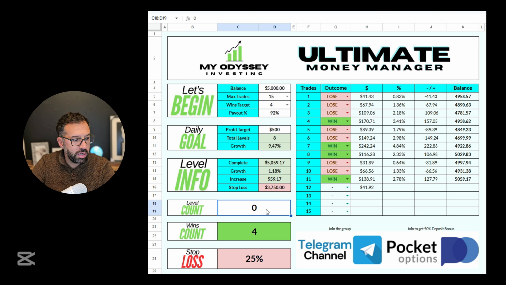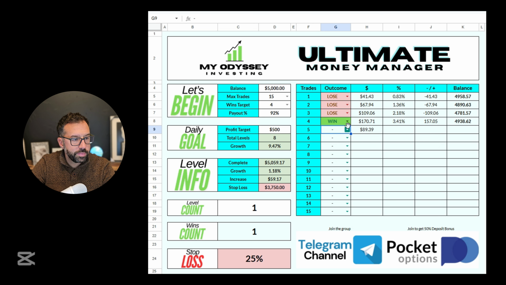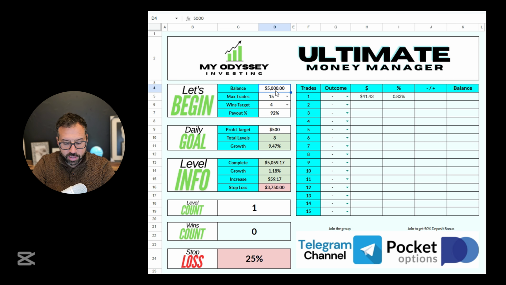We change the level count to 1 because we've completed 1 level. We go ahead and reset all of this back, and we start over. But now our balance has changed. We're at 5059.17.